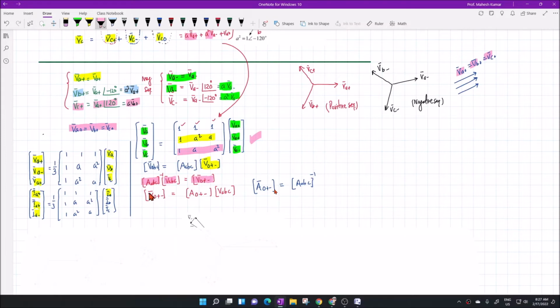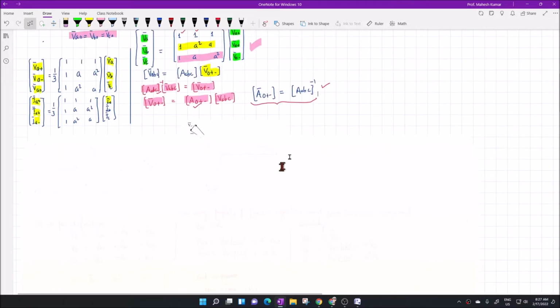So V0 plus minus becomes A0 plus minus into VABC. So what is the relationship between this one and this one? Obviously A0 plus minus is nothing but the inverse of A ABC. So when this matrix is A0 plus minus, it transforms ABC voltage to 0 plus minus. When the matrix is A ABC, it transforms zero sequence, positive sequence, negative sequence components to ABC.